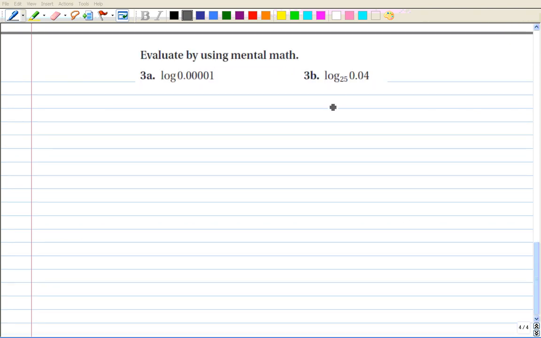Now we can also use mental math to evaluate some logarithms. So let's look at a couple of examples here. We have log, and this is a common logarithm. The base is not written there, so that means it has a base of 10. So we have log base 10 of 0.00001, and we're trying to figure out what that is equal to. In other words, 10 to what power gives me that 0.00001? Let's rewrite that as a fraction and see if that helps.